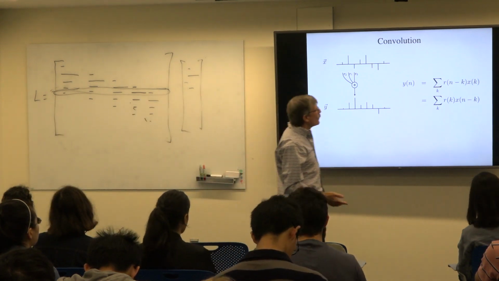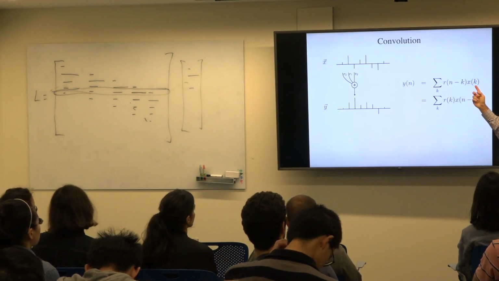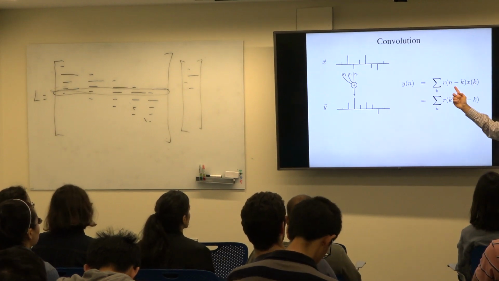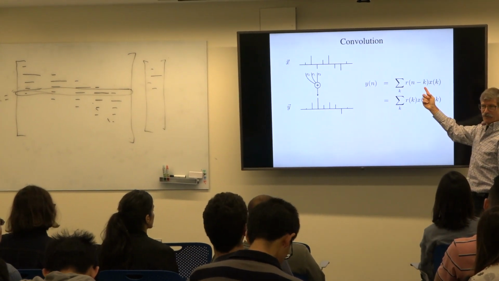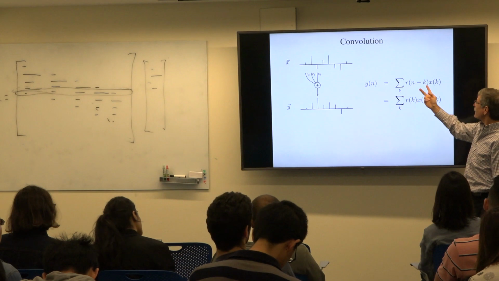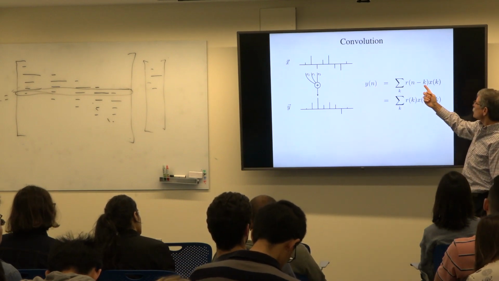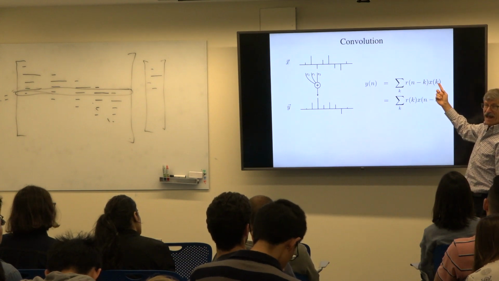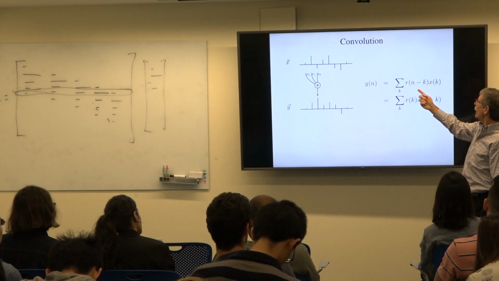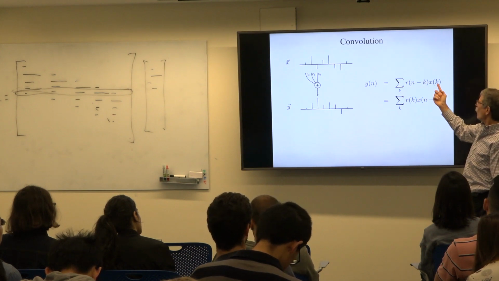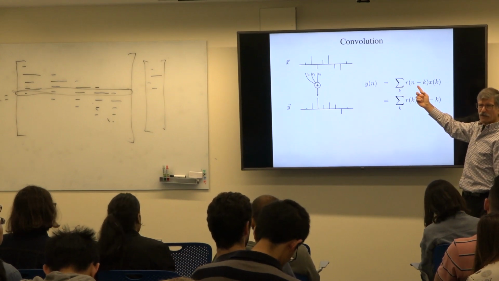So just written out, the output now is the sum over inputs times the impulse response flipped. This is k, this is minus k. Okay? N minus k plus k is n. So the output at n is the impulse response at 0 times the input now plus the impulse response at 1 times the input a moment ago, and so on, with each step one moment forward in the impulse response.